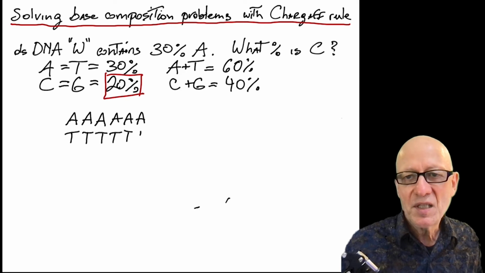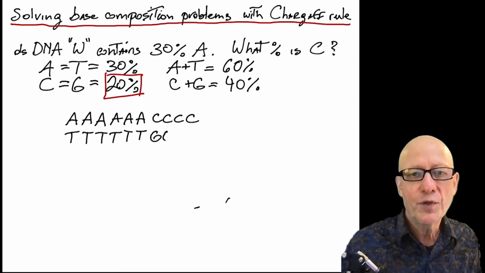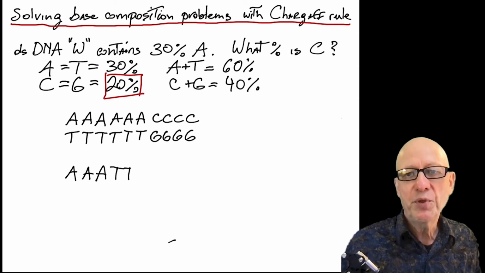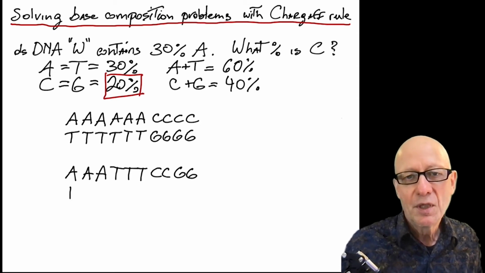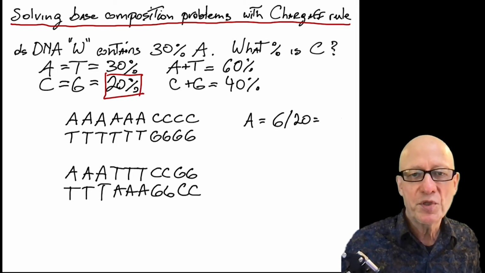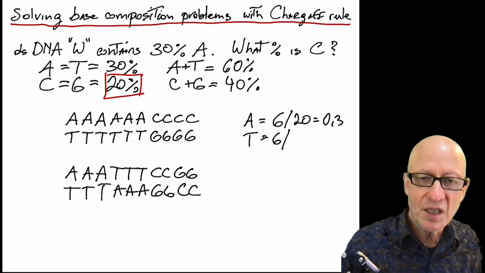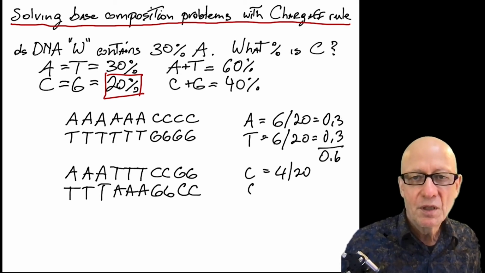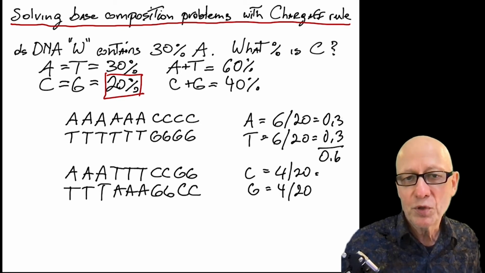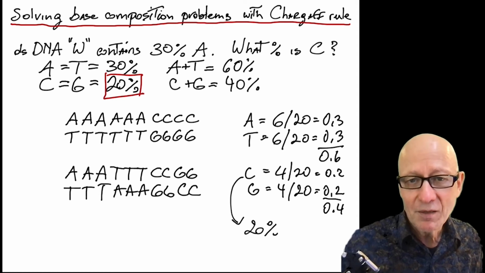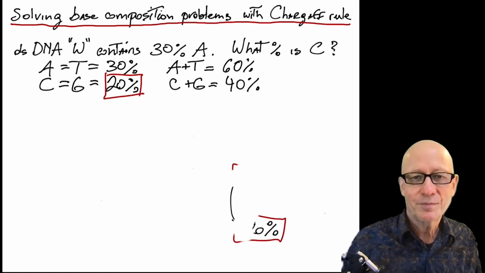You can also visualize this by using a 10 base pair double-stranded DNA that has 6 A's, 6 T's, 4 C's, and 4 G's. As long as the number is 6, you can put the A's on either strand. The same is true for the C's. Both of these double-stranded DNAs have the same composition: 6 A's, 6 T's, 4 C's, 4 G's. Out of 20 total nucleotides, this is 20% C. So you get the same answer.